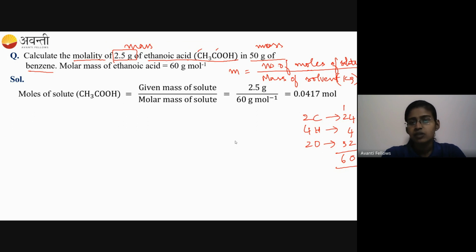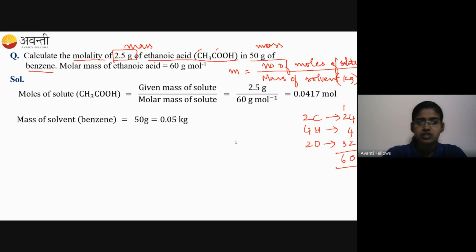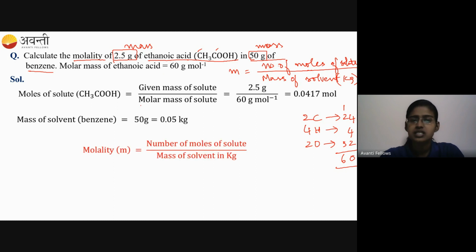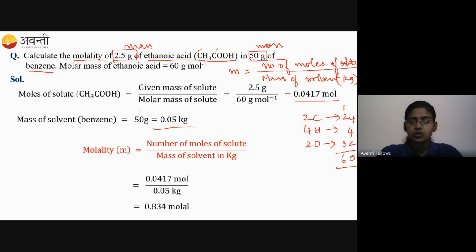Now, using this number of moles, we can substitute the answer in the molality formula and then get the answer. So, mass of the solvent in the question is given in terms of gram. We can convert that to kilogram by dividing it by 1000. We will get 0.05 kilogram. Now, take this formula, molality formula, and substitute the values. We will get the answer. And it is 0.834 molal. Okay. So, this is how we have to solve. So, this is about the 4 concentration terms that are coming in this lesson.